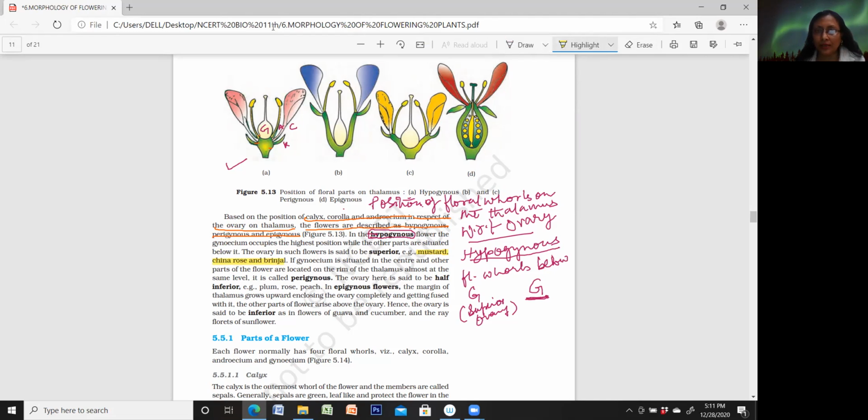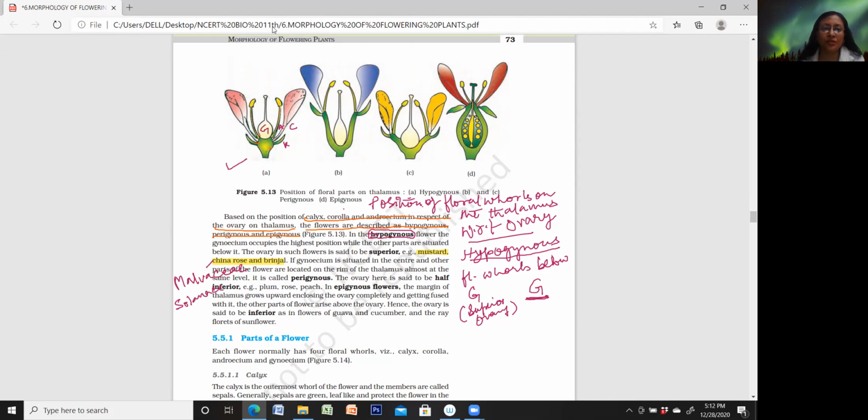Again, you can identify these plants by their families, which you should always try to recollect. Mustard is Brassicaceae. For China rose, it is Malvaceae. For brinjal, it is Solanaceae. So this is superior ovary in these families, though it's present in many other families. It's a very common condition.